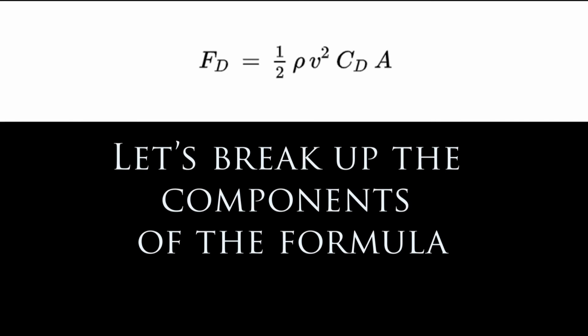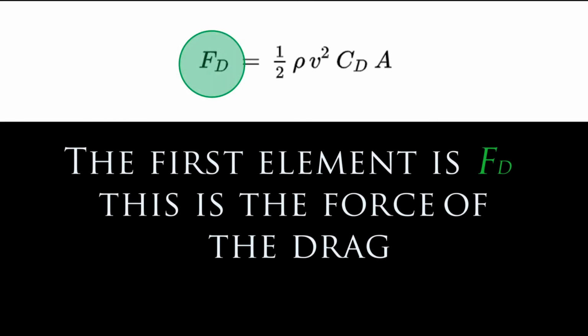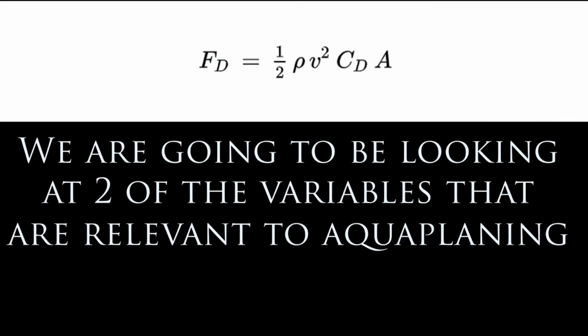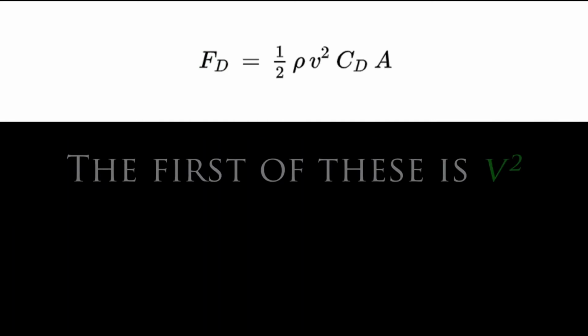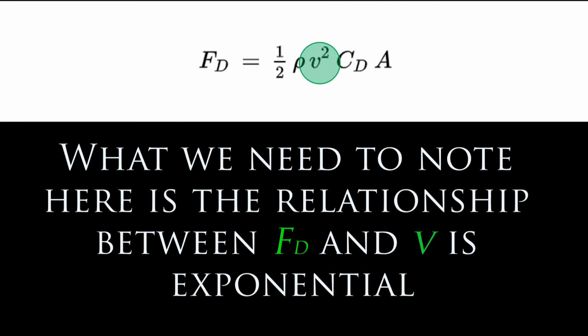Let's break up the components of the formula. The first element, Fd, is the force of the drag. Next we're going to be looking at two of the variables that are relevant to aquaplaning. The first of these is v squared. The v stands for velocity or your speed. What we need to note here is the relationship between the force and your velocity is exponential.